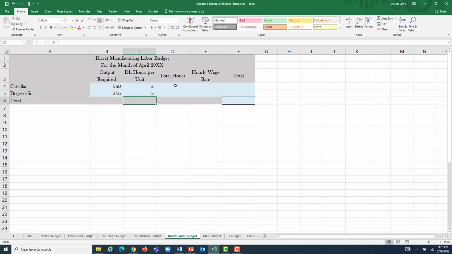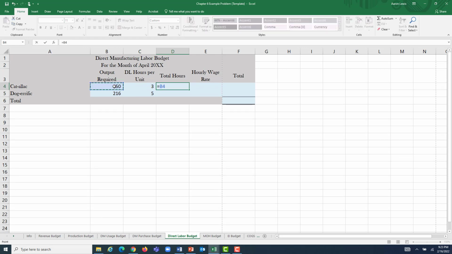And now to figure out the total amount of hours we're going to have to pay for, we just multiply how many units we're going to make times how many hours it takes to make each unit. 550 Cadillacs taking 3 hours apiece is going to require a total of 1,650 direct labor hours to be paid. 216 Doggerifics at 5 labor hours apiece is going to require 1,080 total hours of labor to manufacture those Doggerifics. That's hours, that's not costs.